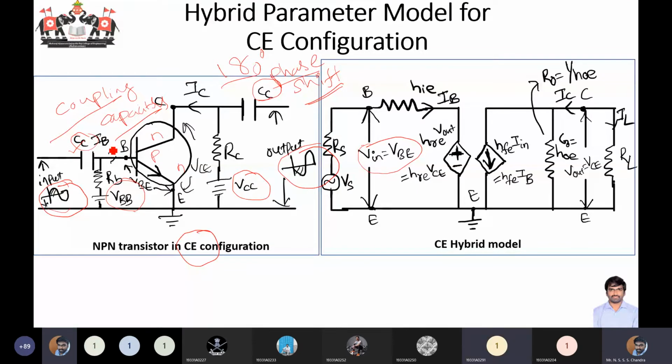What is your input voltage? This is the reason I gave the quiz. I've given almost 12 questions only just to identify what the input voltages are, what the output voltage is, what the input current and output current are, right?